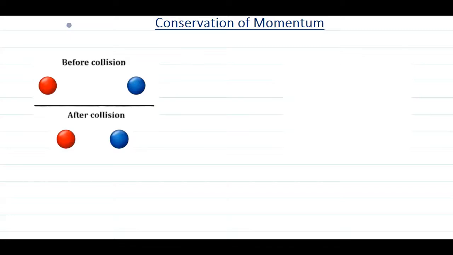Now, all conservation of momentum means is that if you have no external forces acting on a set of objects, their momentum is going to remain the same. So the momentum is going to be conserved. So let me give you an example.